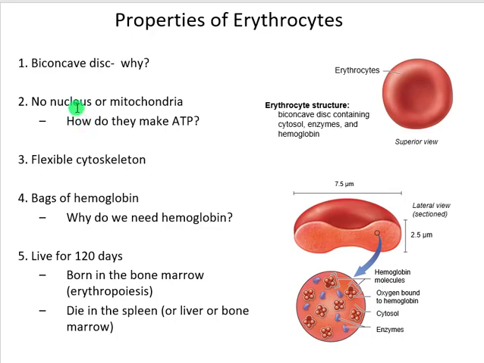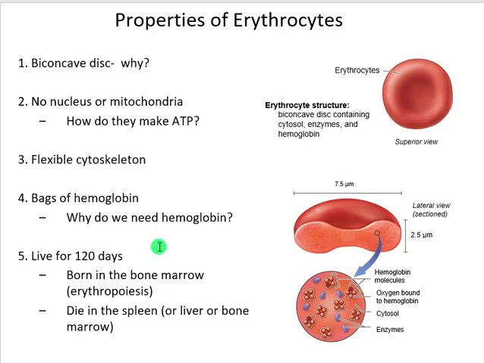If you don't have a nucleus in there, then you're not really doing constant protein synthesis, which is going to permit regeneration of different things. So if you can't do that, then you're going to have a short lifespan. So these guys live for 120 days. They're born in the bone marrow. Bone marrow you guys saw when you looked at bones, and that process again is called erythropoiesis. And eventually, at around day 120, they die, and they die in the spleen or liver or bone marrow. But just to keep it simple, we can say they die in the spleen. And we'll have a separate video that looks at the death and recycling of red blood cells.